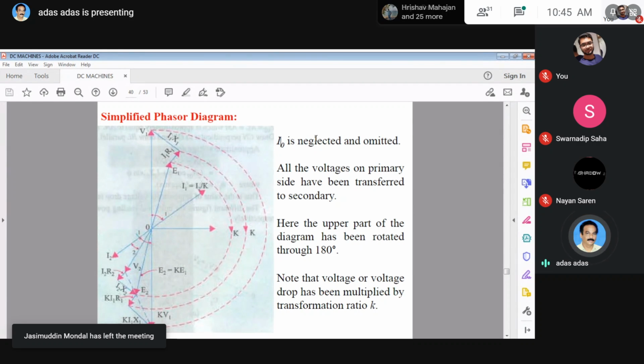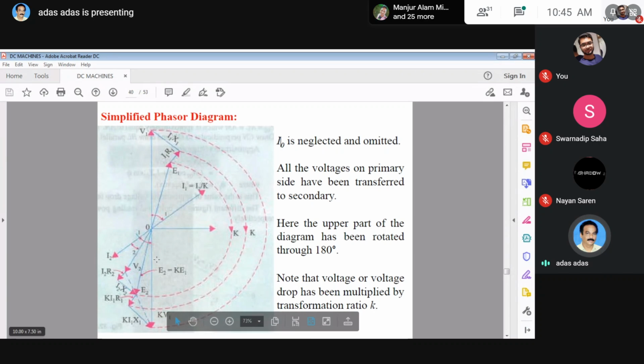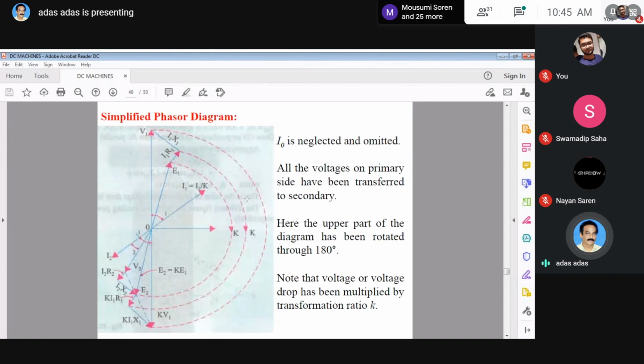Next, all the voltages on the primary side have been transferred into the secondary. These are the primary side voltages and voltage drops, and this is the secondary side. All the primary side quantities are transferred into the secondary. Here the upper part of the diagram has been rotated by 180 degrees, which has been shown in the figure. Note that voltage or voltage drops have been multiplied by the transformation ratio K.